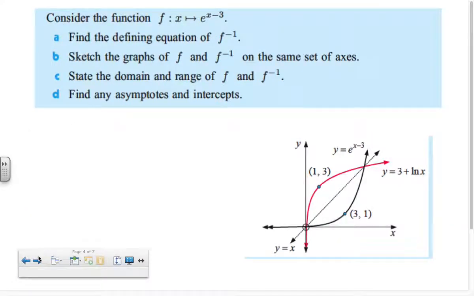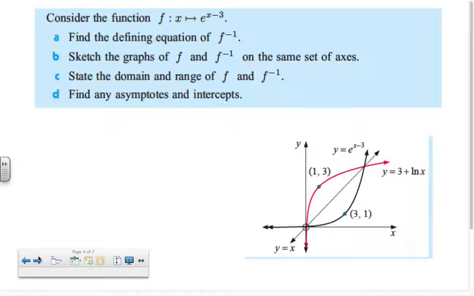It says consider the function f of x equals x e to the x minus 3. It says find the defining equation of f to the negative 1. That's basically saying find the inverse. Again, vocabulary in these books is kind of odd. That's why I pulled these examples specifically from there.